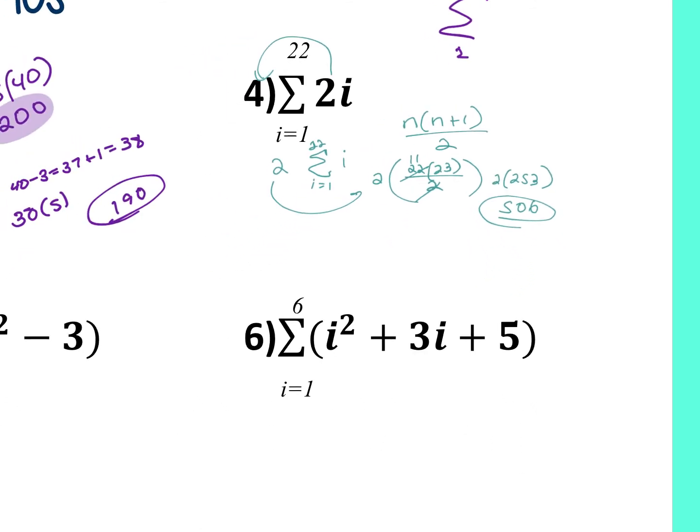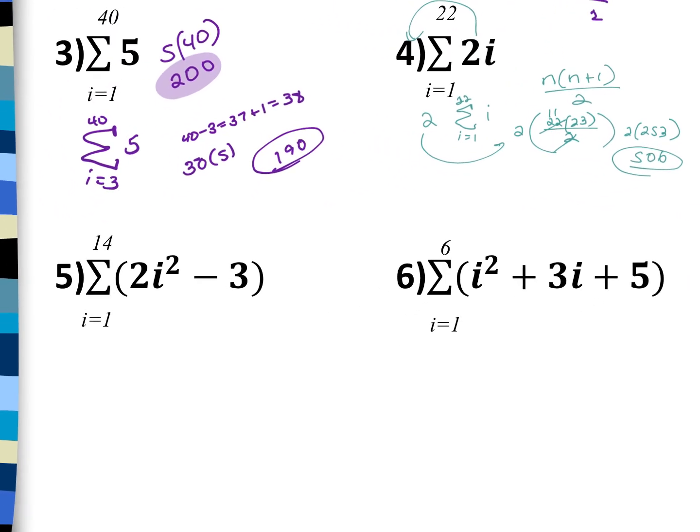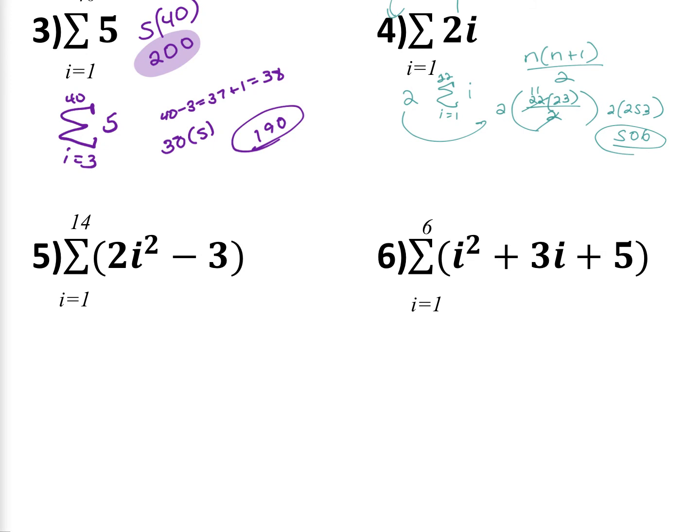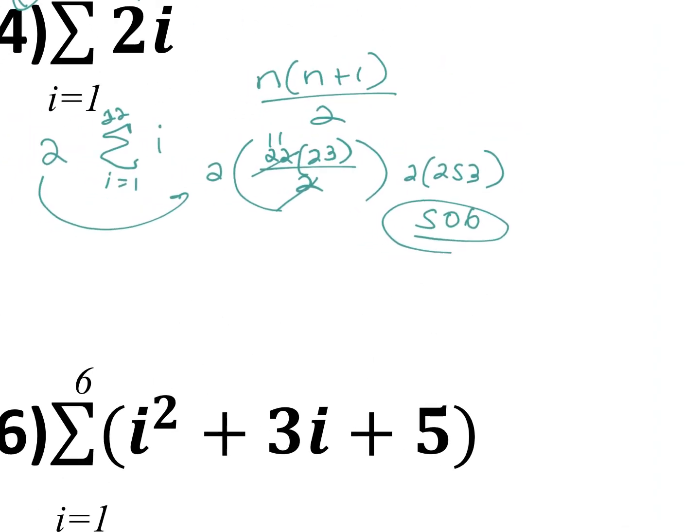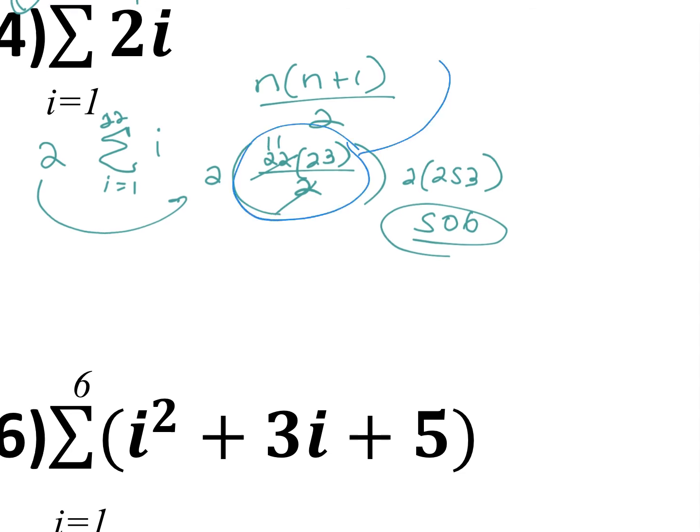It should be 506. So this is n times n plus 1 over 2, right? And I simplified the 2 into the 22. So it'd be 11 times 23, which is 253. And then that times the 2 that's on the front. Or you could have canceled out the 2's and then just done 22 times 23.